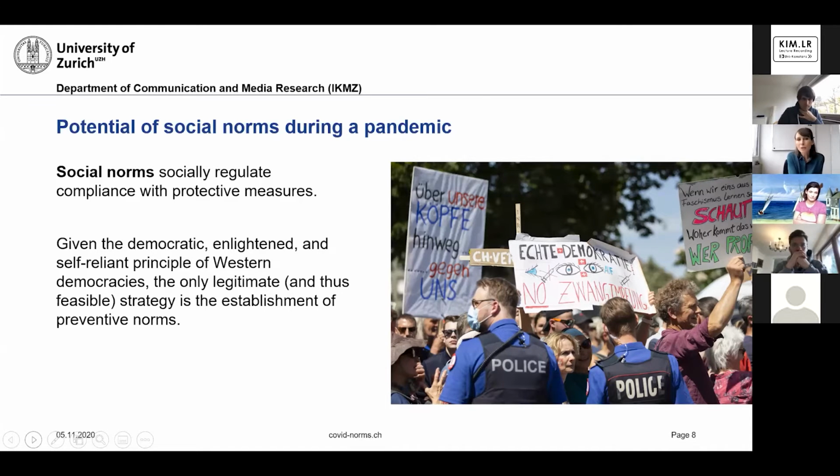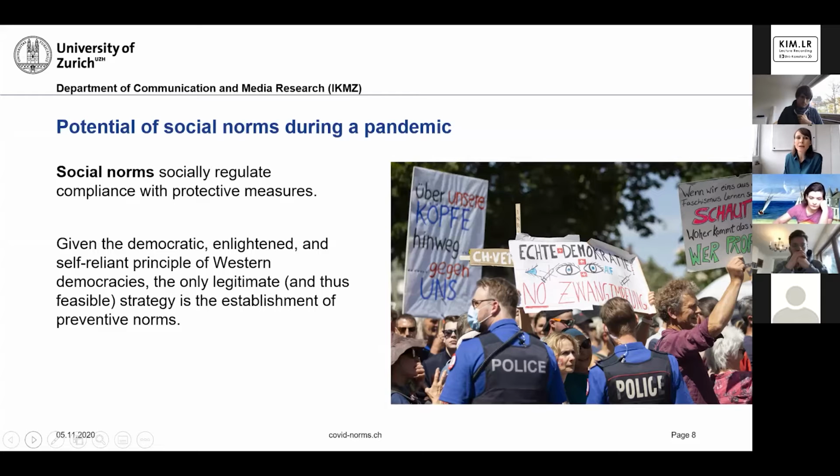And as we know, there is already some protest and resistance against some public health measures because people perceive that they are limited in their individual freedom. The establishment of norms might be the most effective way to establish health protective behaviors in the population, especially in Western democracies. That is the first point why I think that social norms have a huge potential during a pandemic.